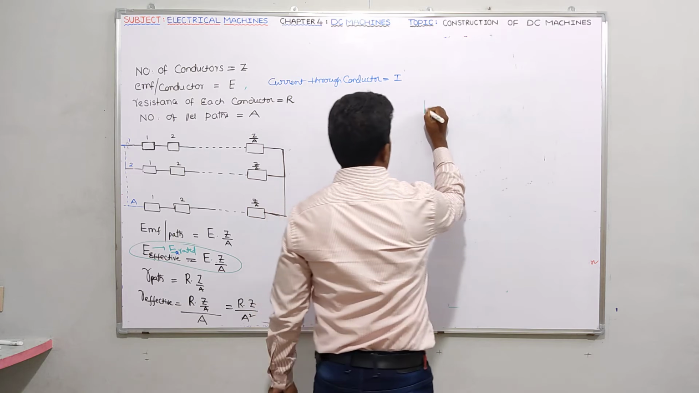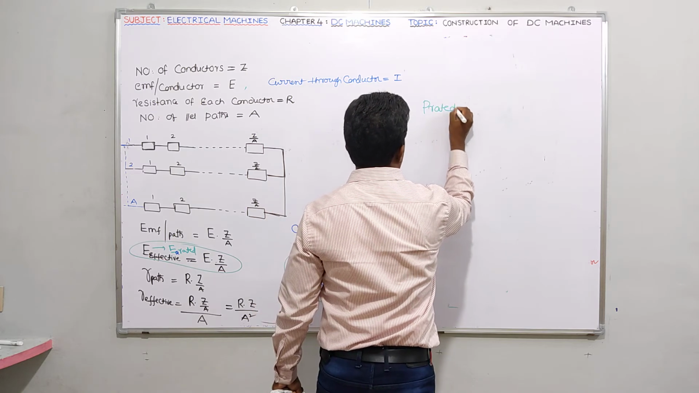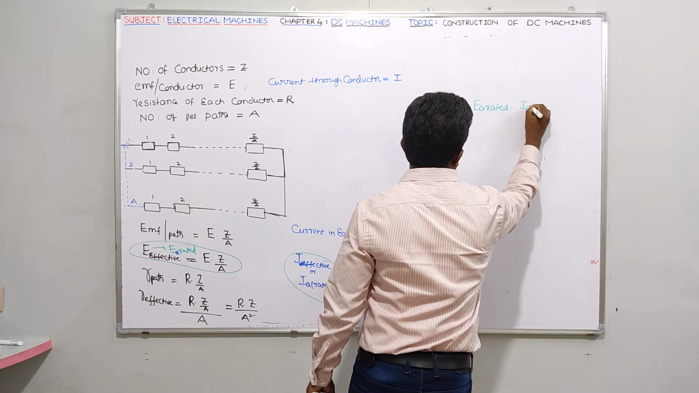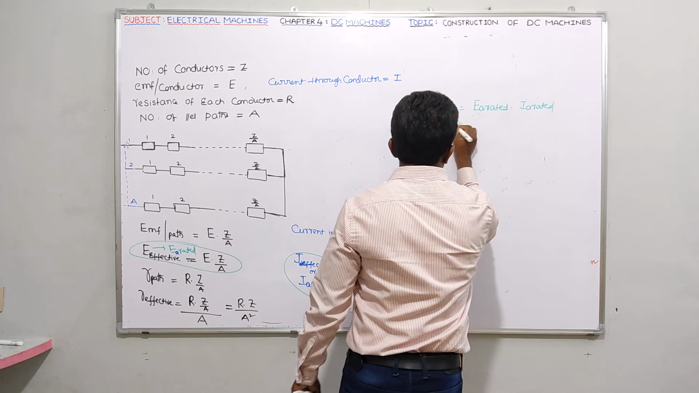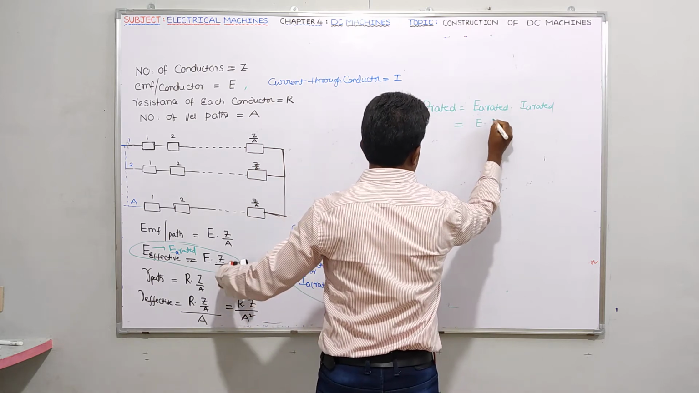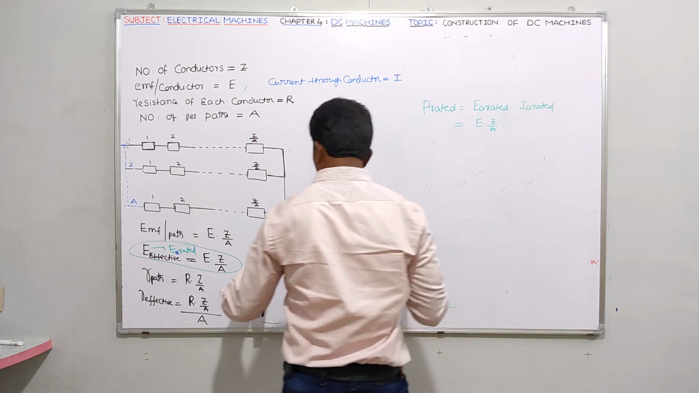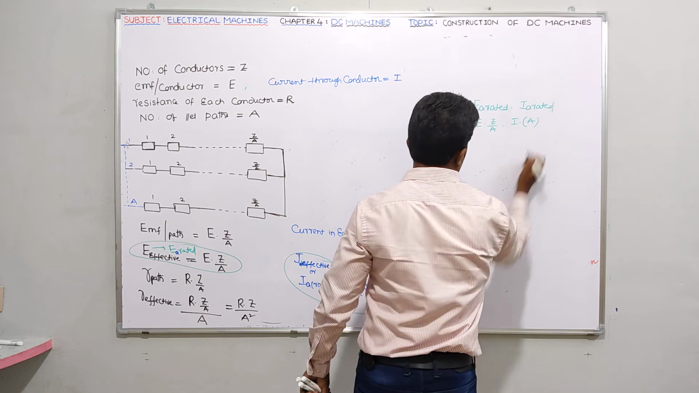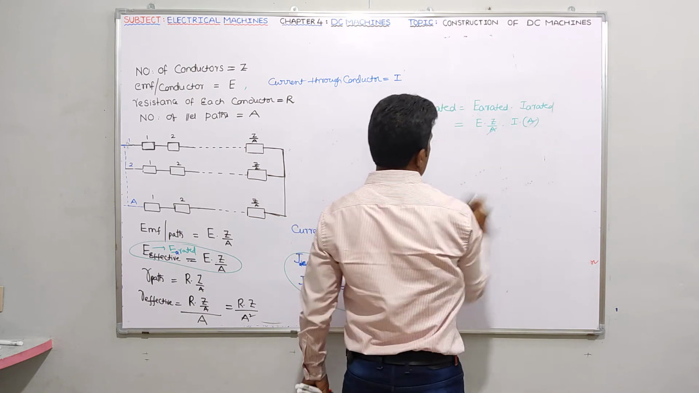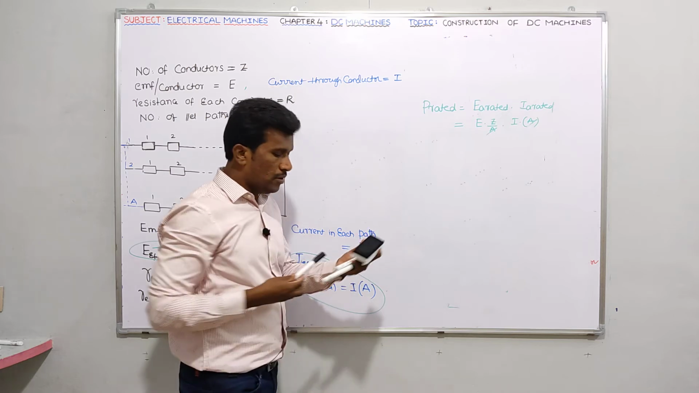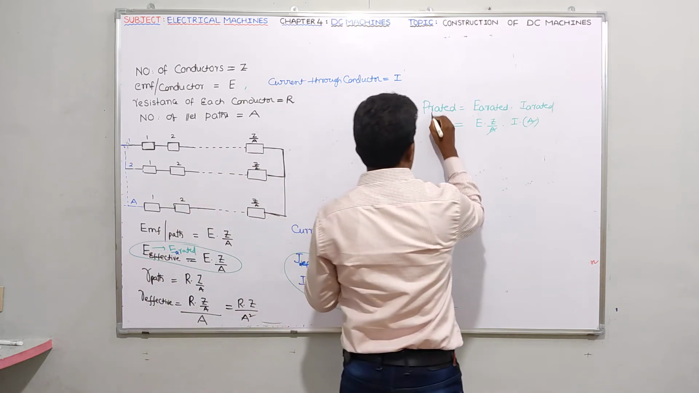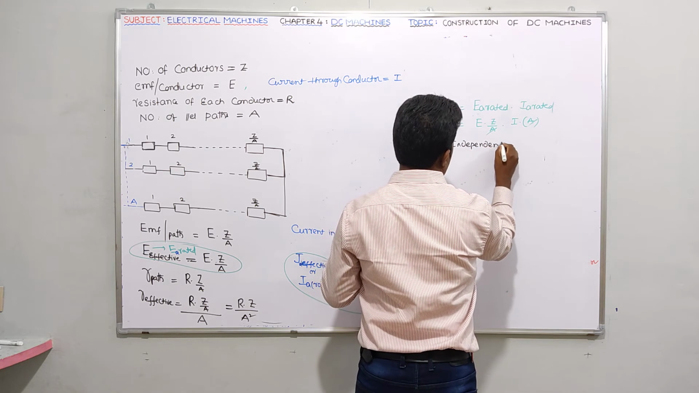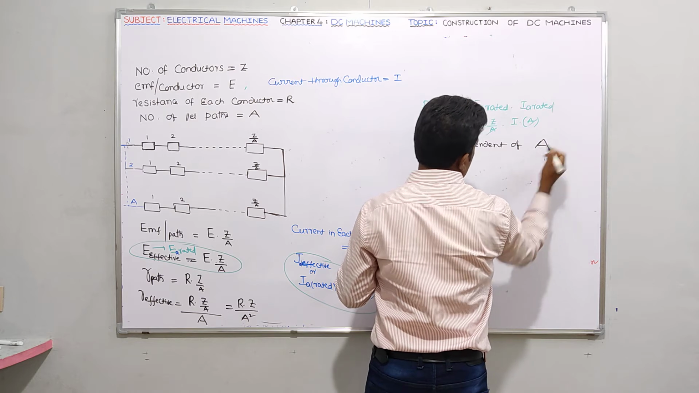Now I am asking the rated power. Rated power is equal to EA rated into IA rated. EA rated value is E into Z by A, into IA rated value, which is I into A. Let me cancel this A. So the rated power is independent of the number of parallel paths, A.